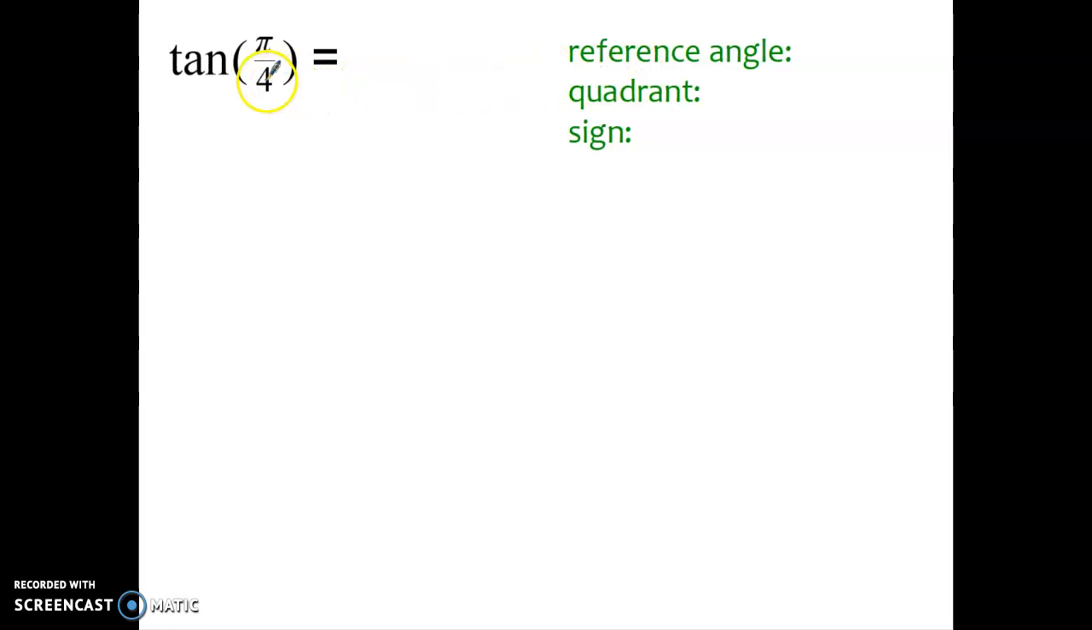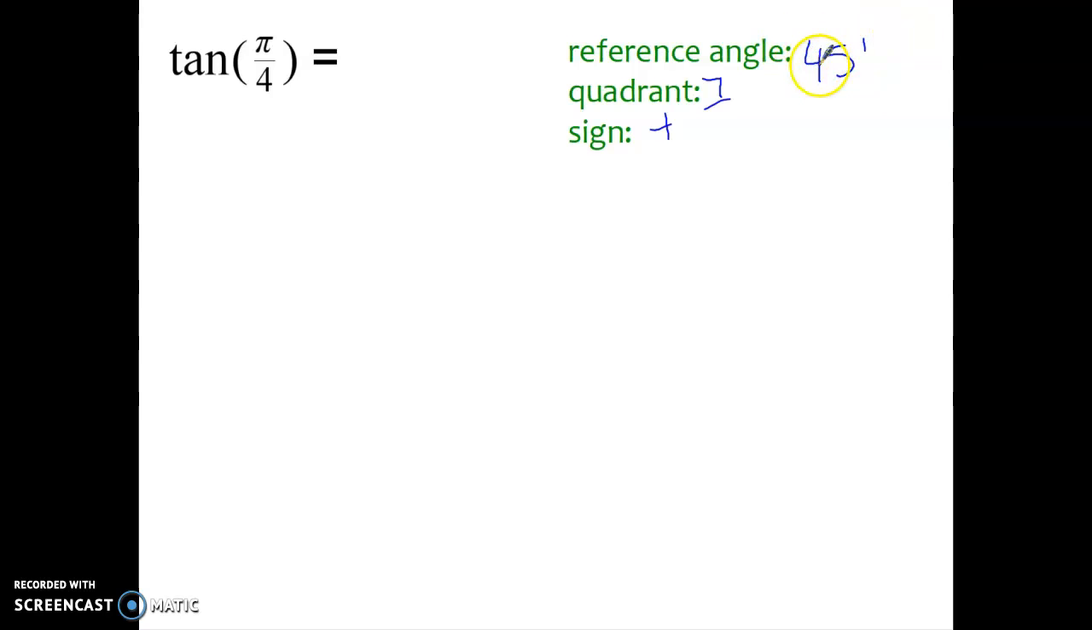All right, tangent of pi over 4. When I've got that 4 in the denominator, 4 goes into 180 45 times, so my reference angle is 45 degrees. The quadrant: look at my numerator. My numerator is 1 pi. Remember, my numerator is 1. That means I went into the first quadrant in a positive direction. So my quadrant here is 1, and we already said that in the first quadrant, everything is positive.